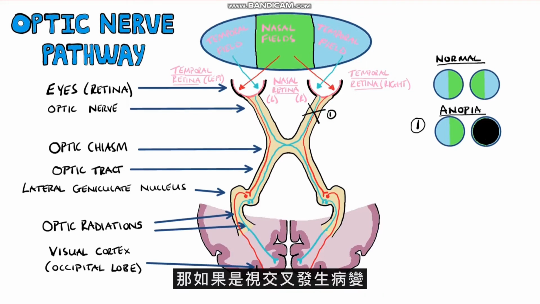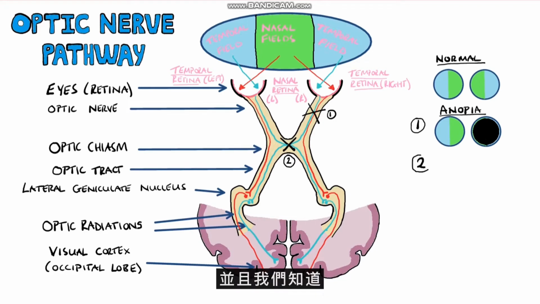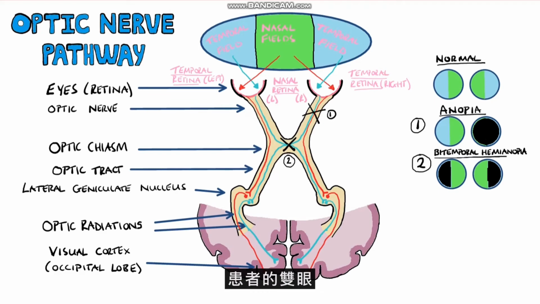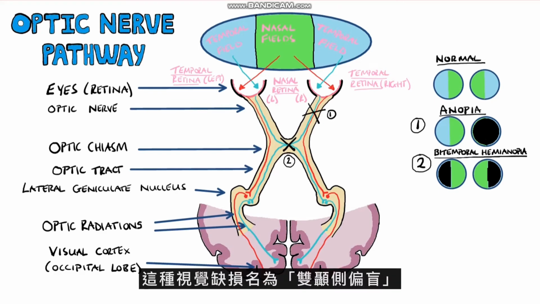What if, instead, we have a lesion at the optic chiasm? We know that the fibers in the optic chiasm will be coming from the nasal retinas, and we know the nasal retinas are responsible for receiving stimuli from the temporal visual fields. Therefore, if we have a lesion here in the optic chiasm, the patient will have vision defects in their temporal visual fields. This is why it's known as bitemporal hemianopia.